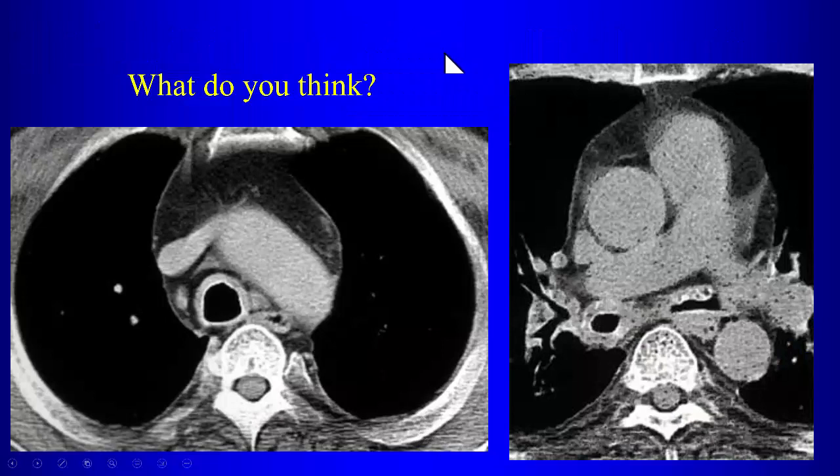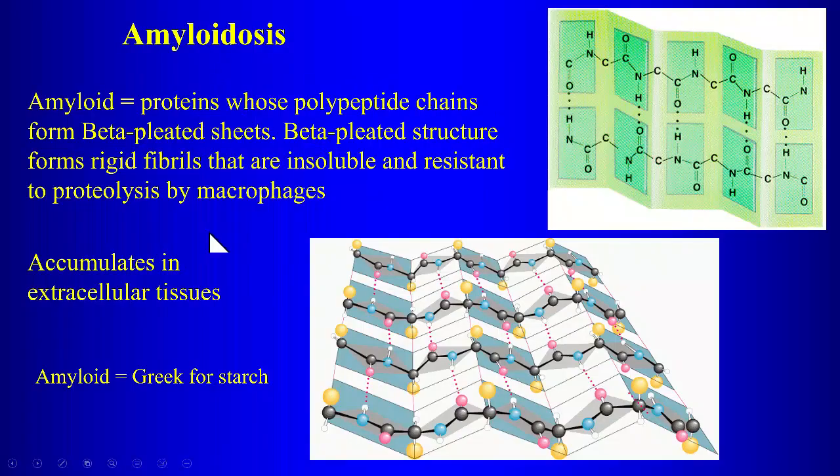So here we have circumferential thickening of the trachea that also extends to the main stem bronchi with some areas of calcification. What do we think this is? Yeah, this is amyloid, right? So amyloid gives you circumferential thickening, can extend down to the main stem bronchi, can be associated with calcification. So amyloid is protein, polypeptide chains that form this beta-pleated sheet, and that beta-pleated structure is very insoluble and resistant to proteolysis, which is why it accumulates within tissues.